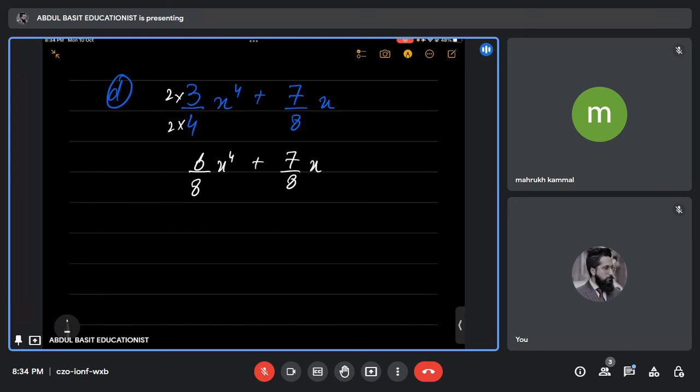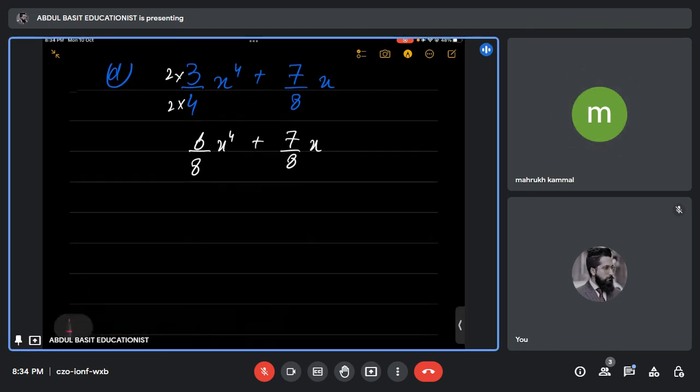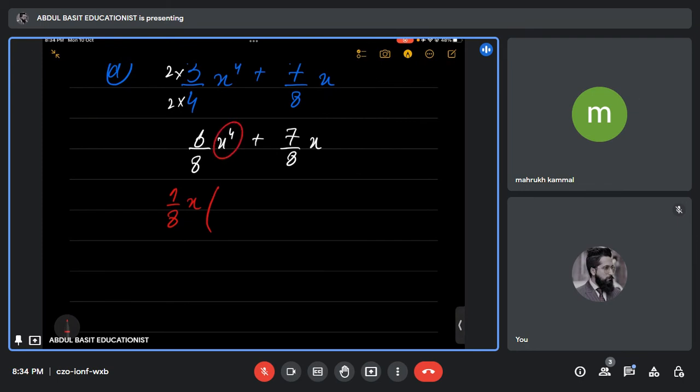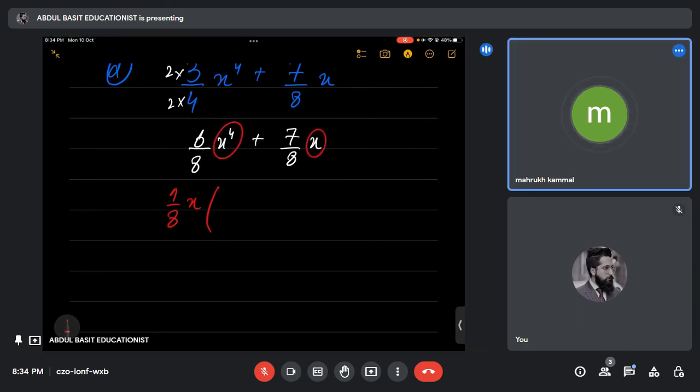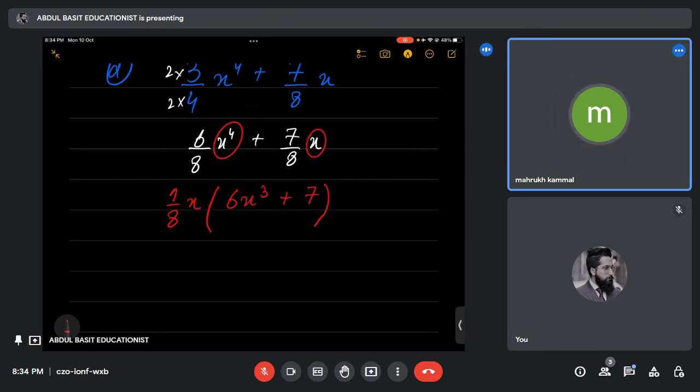So now what is common? Sir, 8, so we'll write 1/8, 1 by 8 is common. And x is also common, because here we have 4x and here we have 1, so we can take x common, the lowest power. So we'll get 1/8 x into 6x cube inside plus 7. Get it? So this is your final answer. So is it clear? Okay, that's very good.